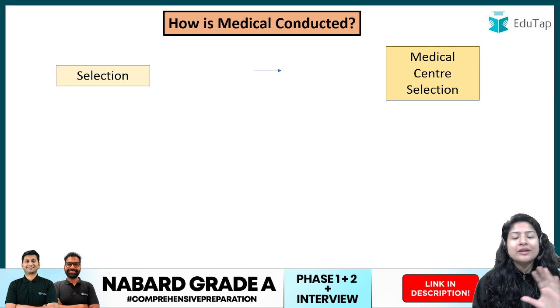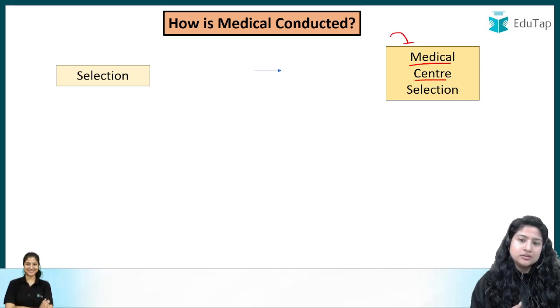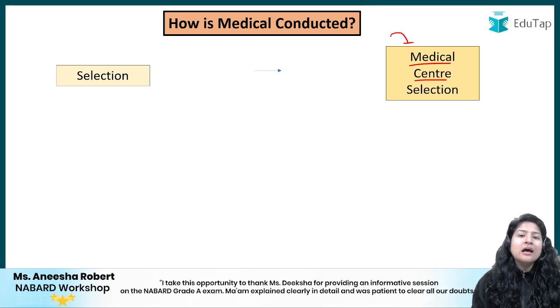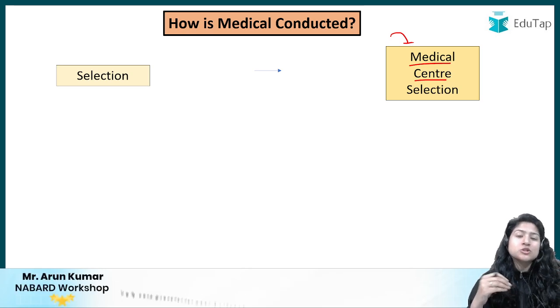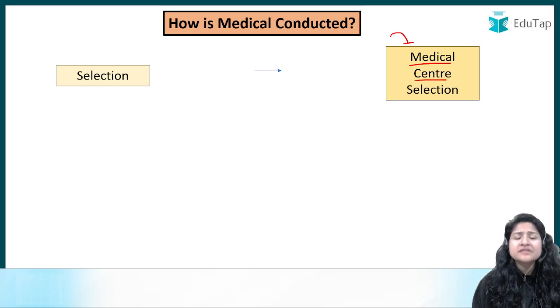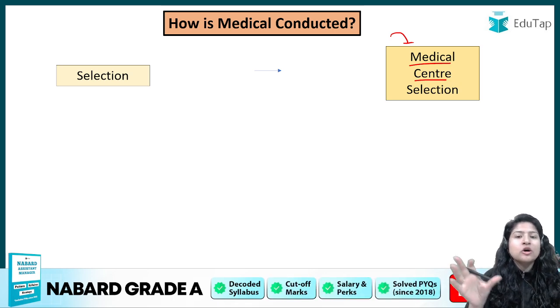then afterwards you are given a link via your email, and there first of all you would have to select a medical center. Okay, and it's not like any random medical center you can select. They are specific to NABARD, meaning NABARD has chosen some of the medical centers by themselves, so that the discrepancy that can happen, where some students might manipulate the medical report, does not happen. That is why there are some trusted medical centers which NABARD provides you the option of, and among the options you have to select any one.